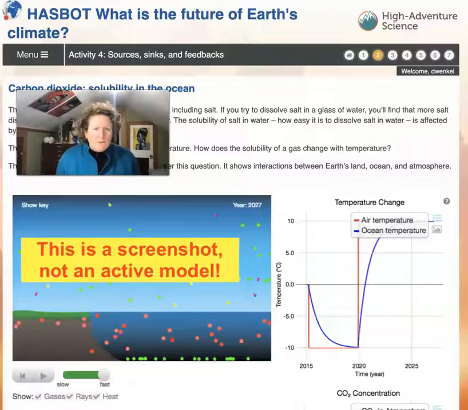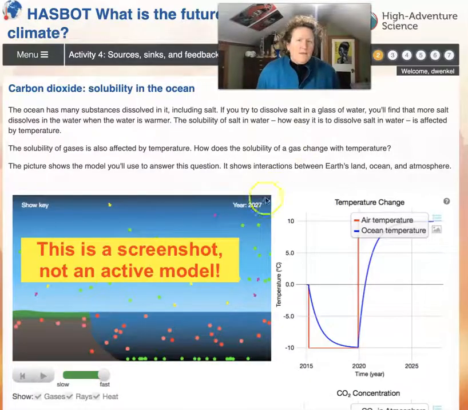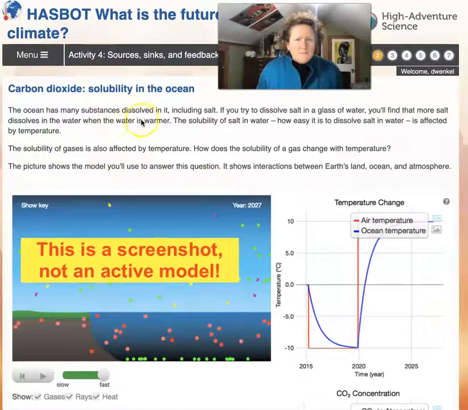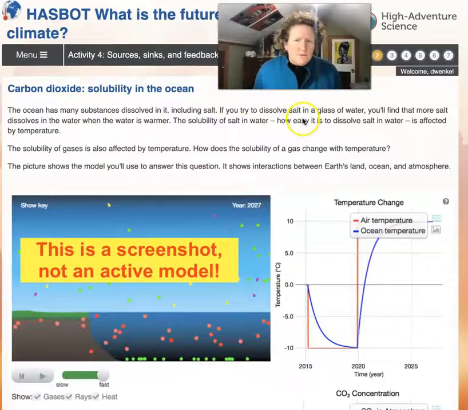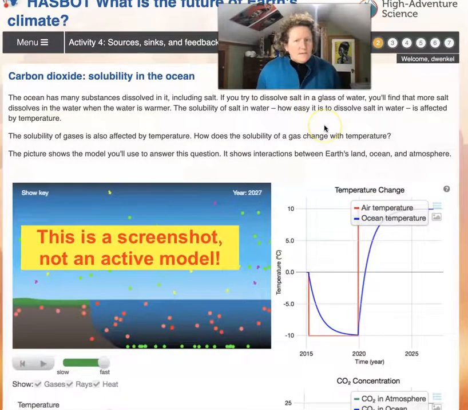We're on page 2. Carbon dioxide is soluble in the ocean. If you've ever had a soda or carbonated water, you know about solubility of carbon dioxide in water. The ocean has many substances dissolved in it, including salt. If you try to dissolve salt in a glass of water, you'll find that more salt will dissolve when the water is warmer. The solubility of the salt in water, how easy it is to dissolve in water, is affected by temperature.